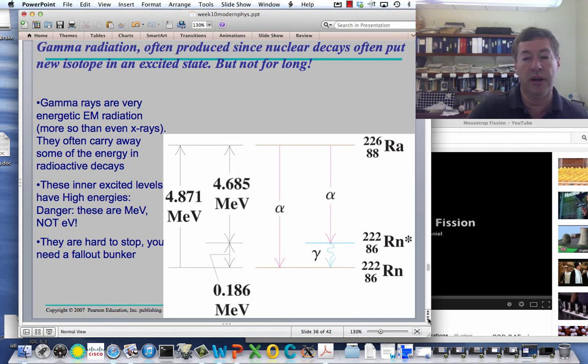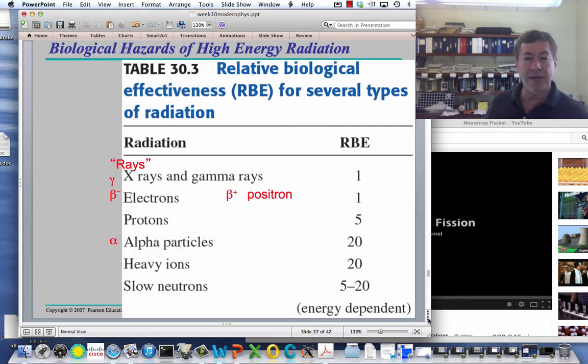But I certainly don't want to have a lot more of it, such as what gets produced in a big nuclear explosion, say a fission bomb, for example, which we'll talk about in a minute.